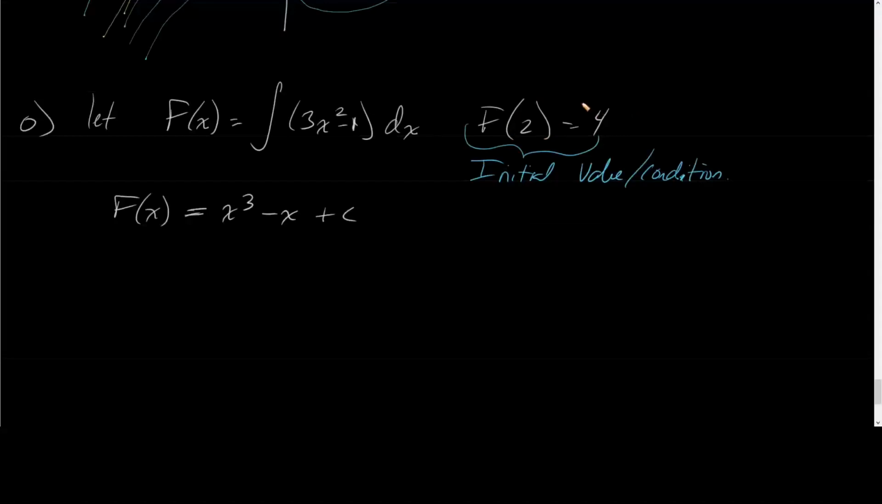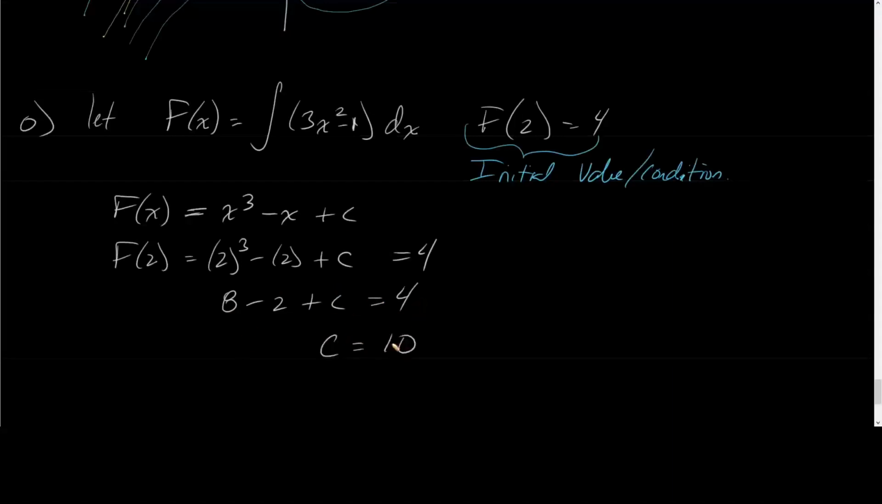So f of 2 would normally be 2 cubed minus 2 plus c, and we're saying that has to equal 4. So now this allows me to solve for a specific value of c. 2 cubed is 8. 8 minus 2 plus c. 8 minus 2 is equal to 6. So if I add 6 to both sides, I end up with 10.